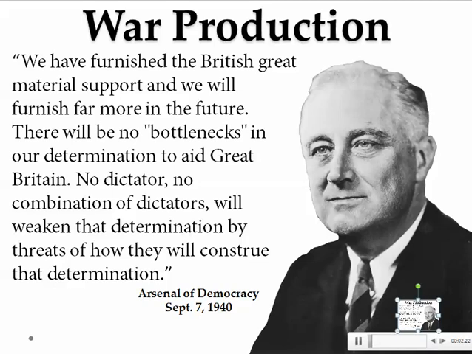We have furnished the British great material support, and we will furnish far more in the future. There will be no bottlenecks in our determination to aid Great Britain. No dictator, no combination of dictators will weaken that determination by threats of how they will construe that determination.